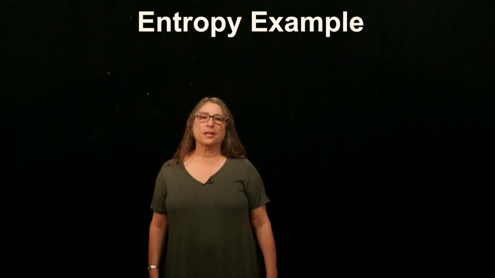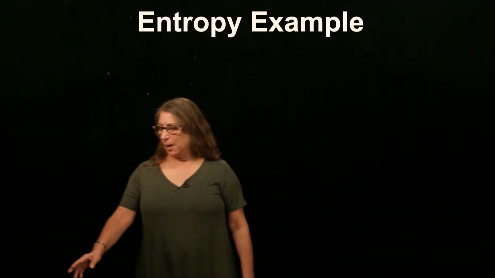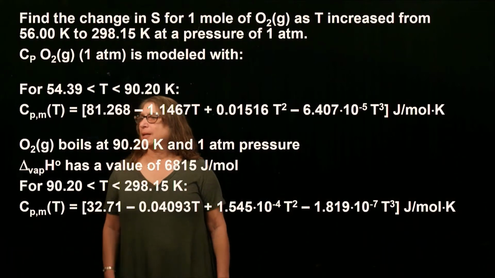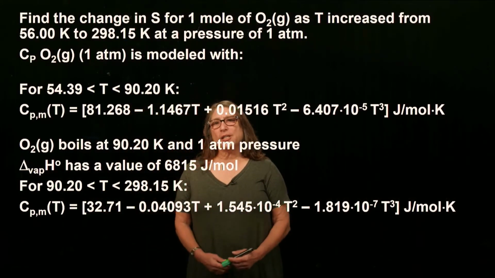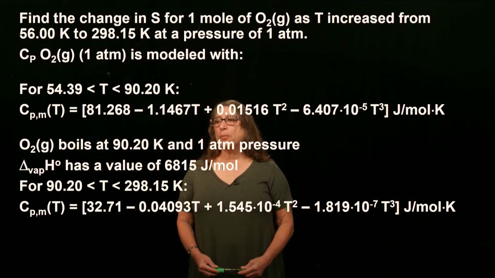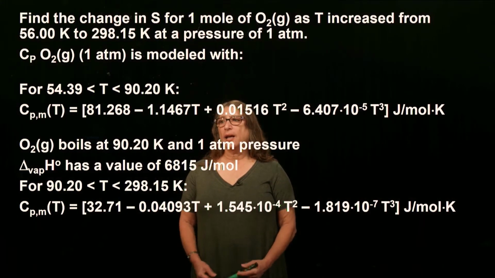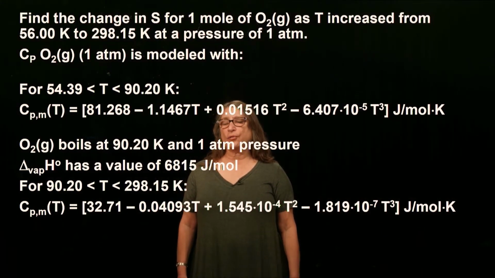This is an example of an entropy problem. Find the change in S, the entropy, for 1 mole of oxygen gas as the temperature is increased from 56 Kelvin to 298.15 Kelvin at a pressure of 1 atmosphere.